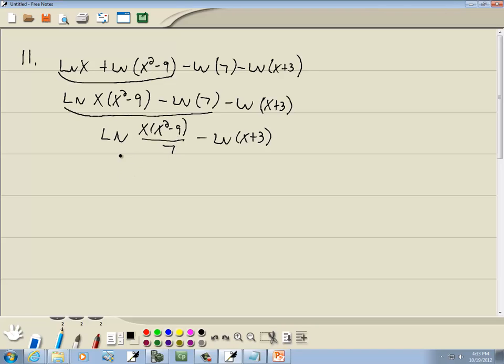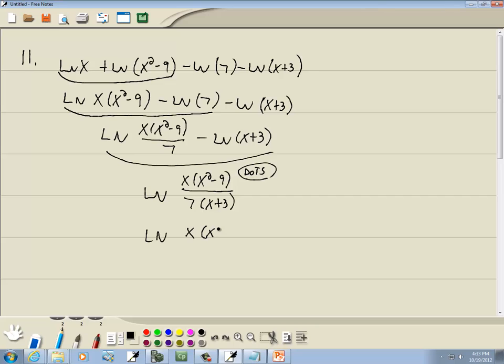Keep that in mind. Now we have log of something minus log of something. Well, subtraction becomes division. So I got x times x squared minus 9 over 7 times x plus 3. Here we put the 7 in the denominator. Here we put the x plus 3 in the denominator. So whatever follows your minus always just goes in your denominator. Well, this one has another little trick to it. The x squared minus 9 is two terms with a minus between them. That's the difference of two squares. So it can factor as x plus 3 times x minus 3.